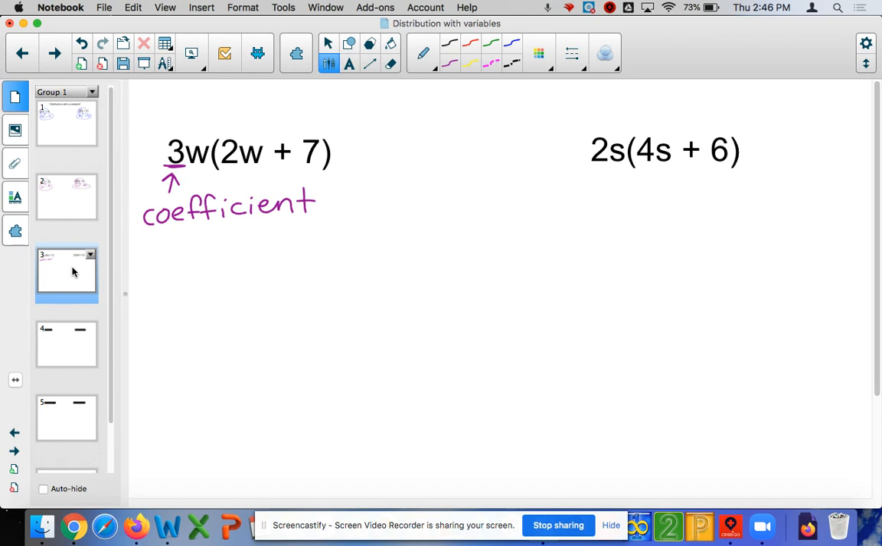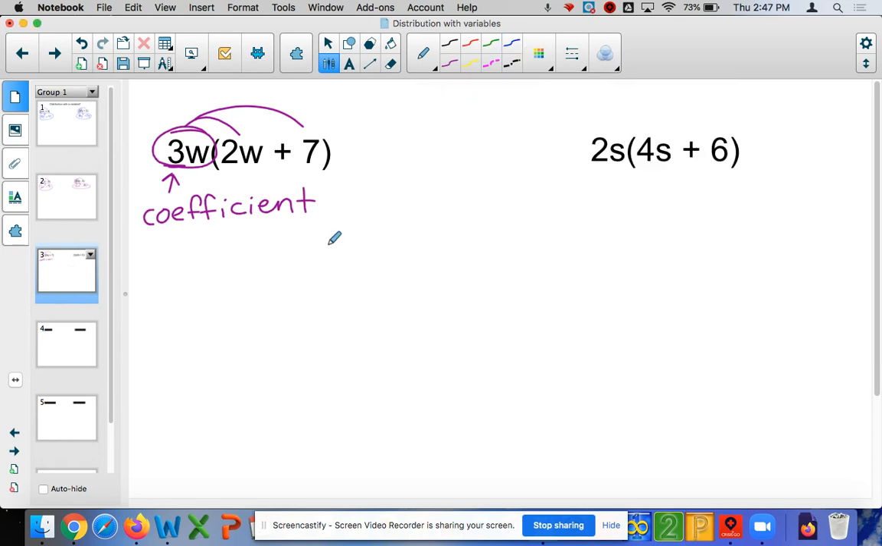So we're going to go ahead and jump right in. We're still distributing, so the method stays the same. We're going to take this whole thing now and multiply it by both of the guys inside of the parentheses. So let's get to it.